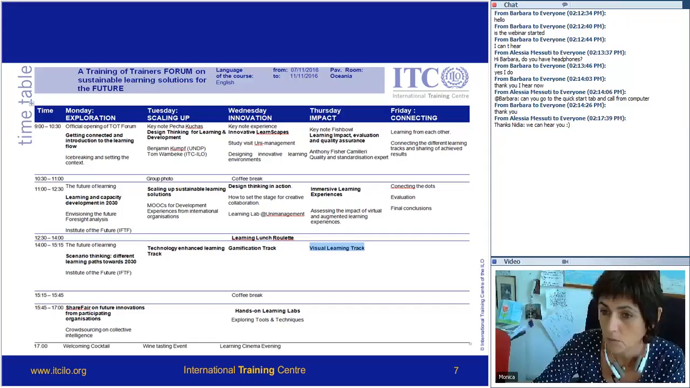And we have a track on visual learning, which also comprises different dimensions, from graphic recording to graphic facilitation to data visualization. There are a lot of elements out there as well.